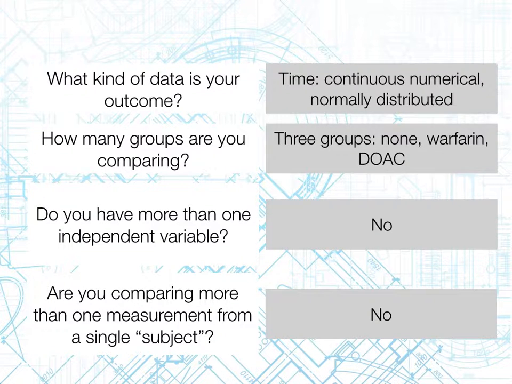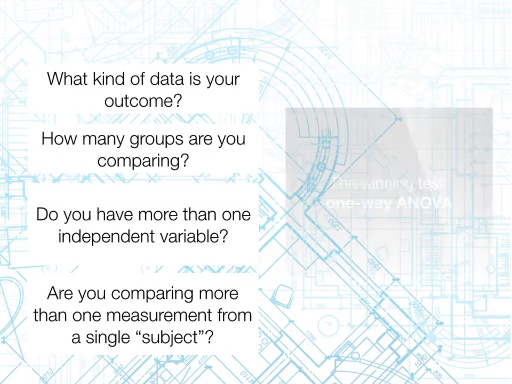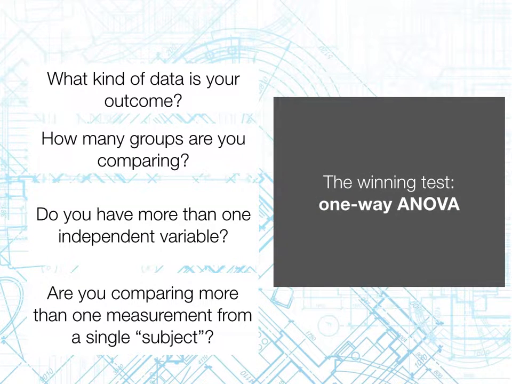We have three groups though, control, warfarin, and DOAC. There's only one independent variable and no repeated measures. The winning test here is a one-way ANOVA because there's one independent variable but more than two groups.